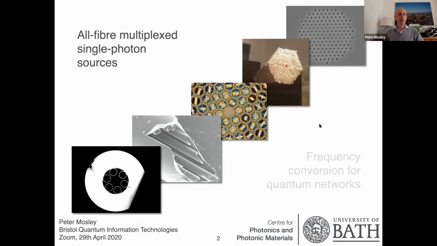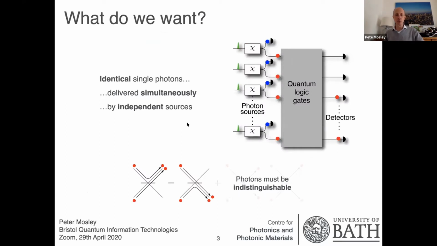So first of all, a bit about the single photon sources. So we've just had a great introduction to single photon sources, so I don't really need to say anything about what we want. So we want identical single photons delivered simultaneously by independent sources. And we want to be able to take a bunch of those sources and feed single photons into a network of logic gates with some detectors at the end. And within those logic gates, we need the photons to interfere with one another. And so therefore we need them to be indistinguishable from one another.